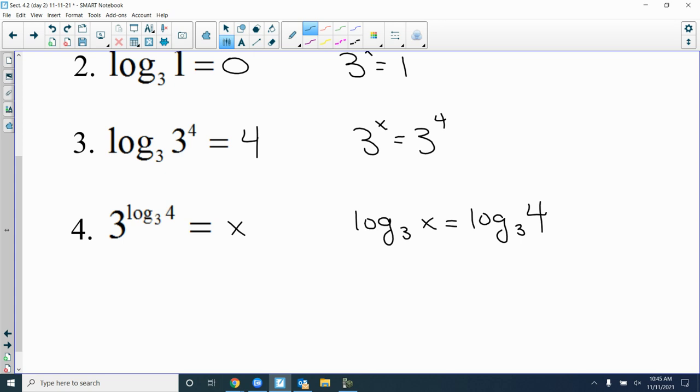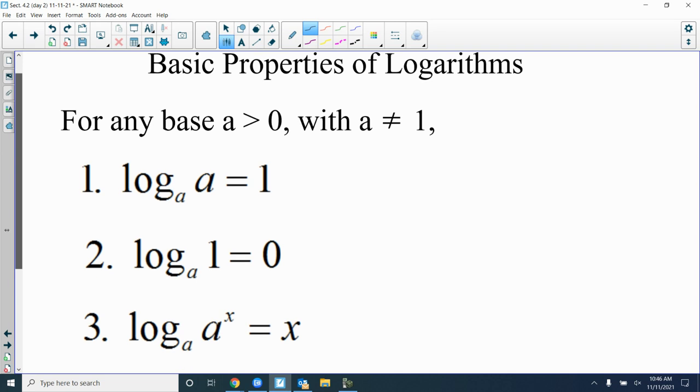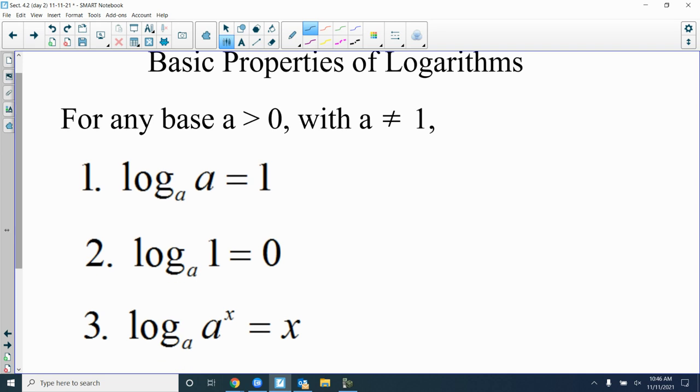Now we're getting to the point where hopefully you recognize the form, you can just say, oh, it's 4. This is going to be a property. If 3 is your base, and it's log base 3, whatever you have there, that's what it's going to equal. So that leads to these properties here. These are always going to be true. We just did it for that specific case, but it will also be true. So log base A of A equals 1.